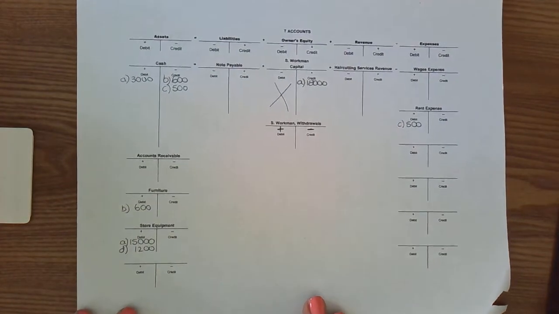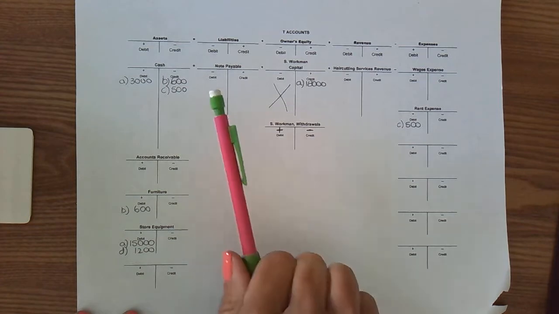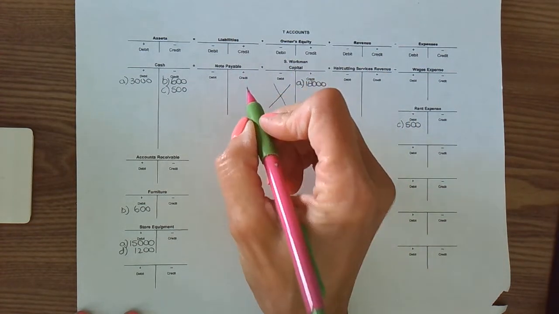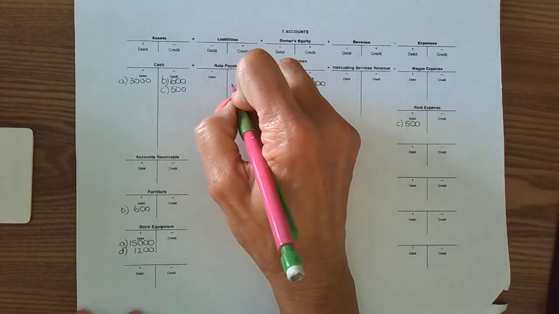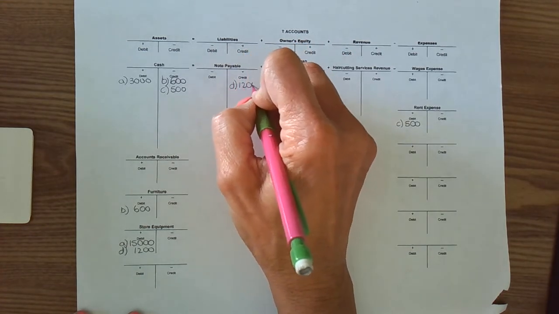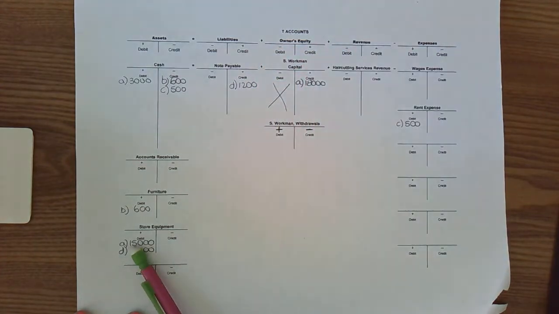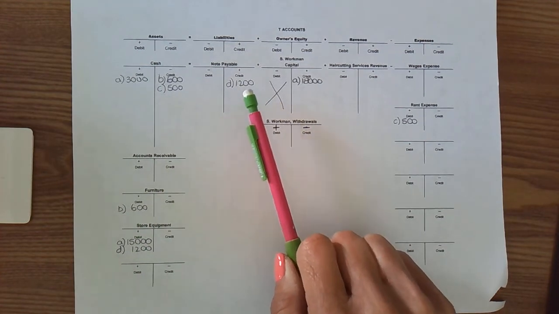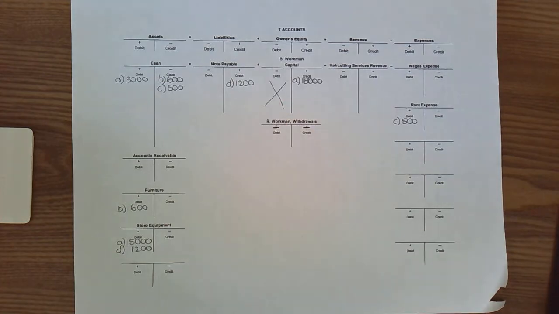And now we're going to owe money, so that's going to go under a note payable. We're going to add to the note payable because we owe that money. So we're going to put this as a plus, so letter D and $1,200. Again, remember you have to have a debit and a credit. So our debit we added to the equipment because we bought more equipment, and now we owe money, so that's going to be a plus to our note payable, and that's going to be $1,200.